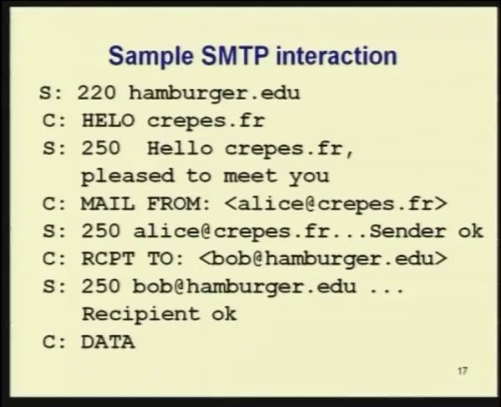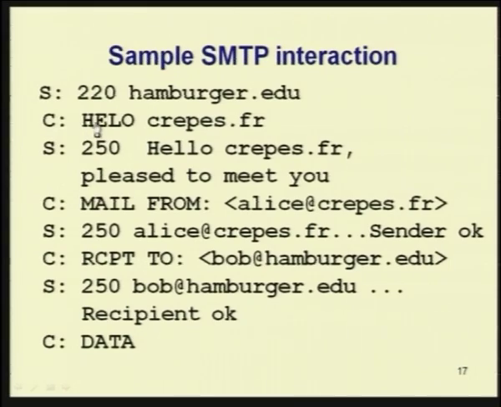We will now take a look at a sample SMTP interaction in terms of the actual protocol messages that would be sent. This is the interaction between the client and the server. Let's say we start with the server giving a status message which says 220, which typically indicates OK, and identifies who that particular server is, hamburger.edu, let's say that's the name of that server.